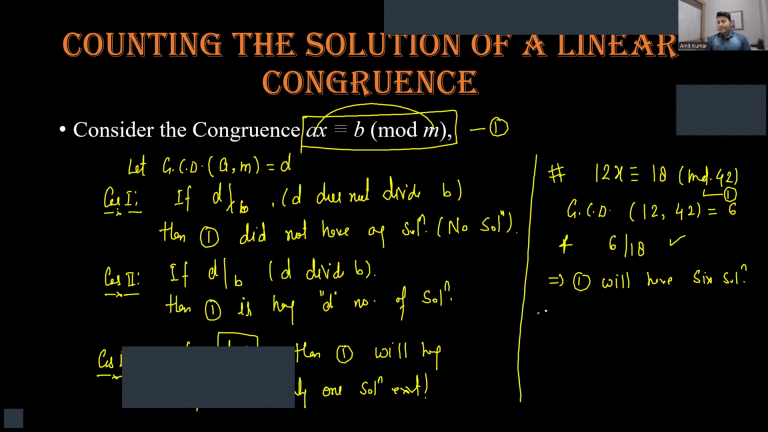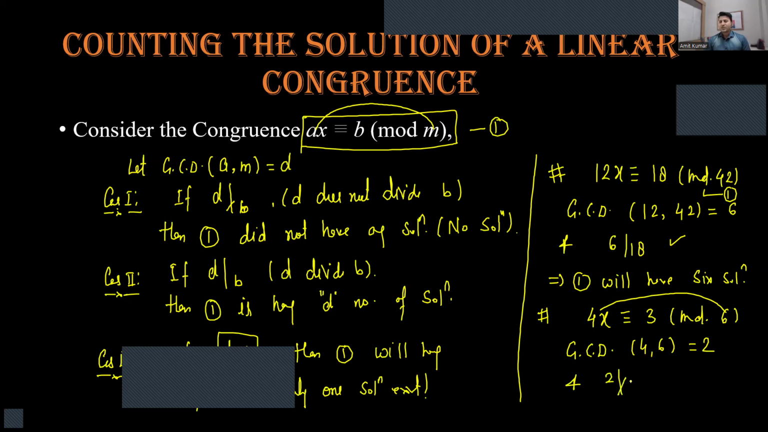Let us see one more example. We have 4x is congruent to 3 mod 6. Find the solution of this congruence. Over here, the GCD of 4 and 6 is 2, and we can say 2 does not divide 3. Hence, the given linear congruence does not have any solution. So this is how we can come to know whether the given congruence has a solution or not, and if yes, then how many there are in number.